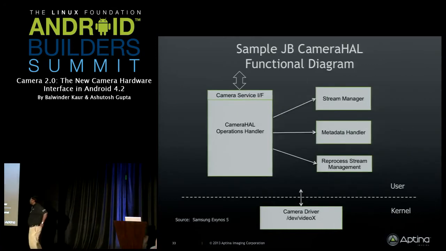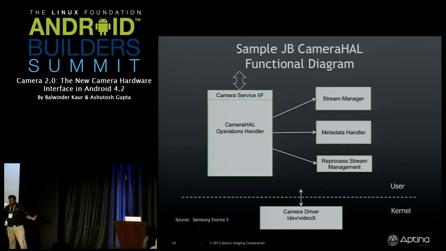This is how it looks in Jelly Bean. As Balwinder has already talked about, previously the HAL was more function based. The aim was to get a certain kind of stream. If you want a preview, you say start preview. If you want to take an image capture, you do take picture, and so on. But going forward, from Jelly Bean onwards, they are not viewing it as a piece of camera. They are viewing it as streams. The stream can be of multiple types: a preview stream, capture stream, post view stream, metadata stream, and potentially all of them running together at the same time.